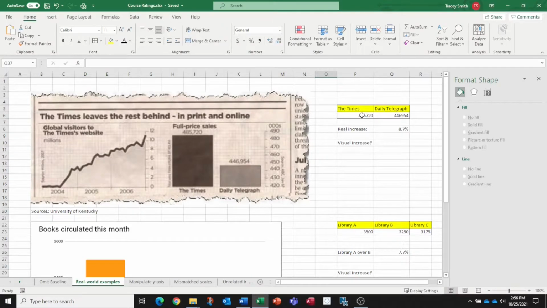If we actually calculate the difference, how much was the actual real increase between these two numbers? So the Times actually has about 8.7% more full price sales than the Daily Telegraph. But when you look at that chart, would you ever look at that and say, oh, there's really only about an 8.7% difference between those two numbers? It's like we don't do that. We quickly glance and we say, oh, the bar on the left is twice as high as the bar on the right.